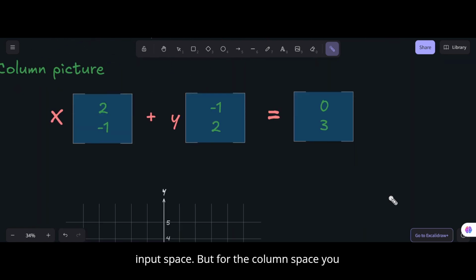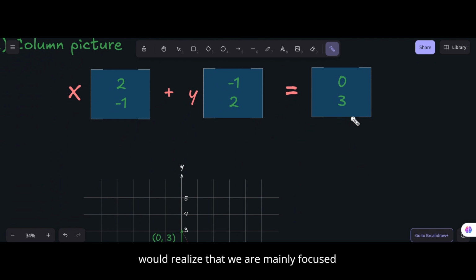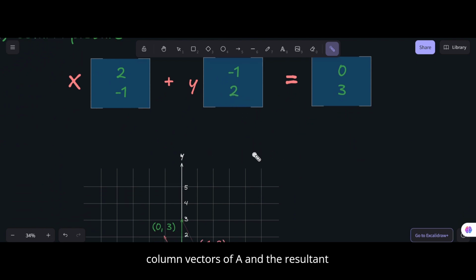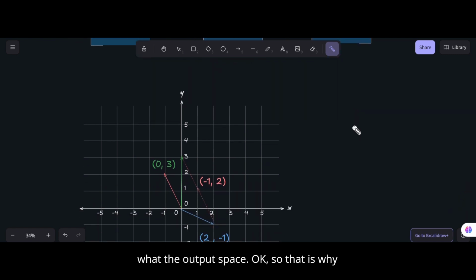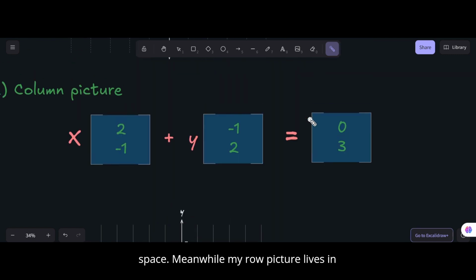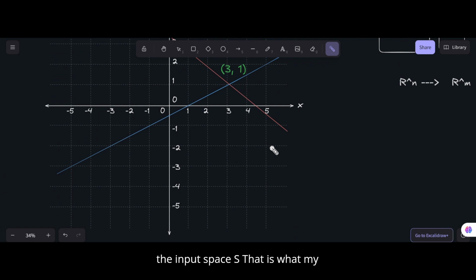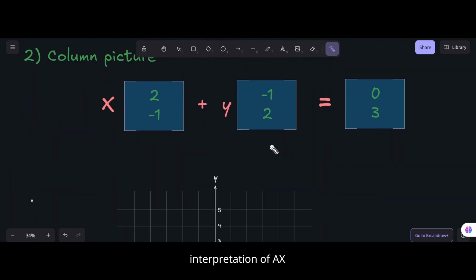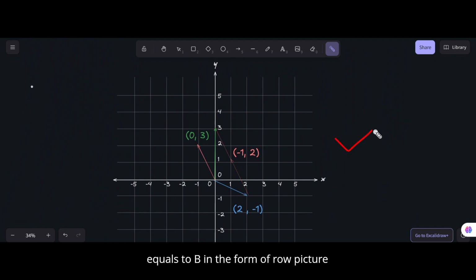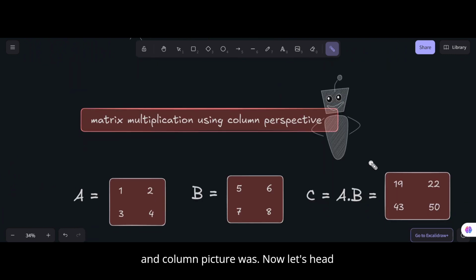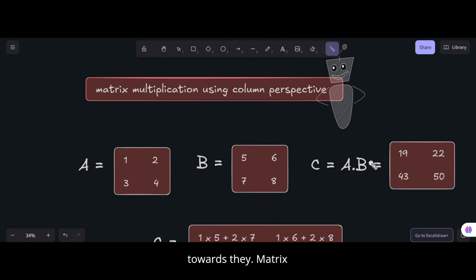But for the column picture, you would realize that we are mainly focused on the column vectors of A and the resultant vector b, and my resultant vector b is what? The output space. So that is why my column picture lives in the output space, meanwhile my row picture lives in the input space. So that was my interpretation of Ax = b in the form of row picture and column picture. Now let's head towards matrix multiplication.